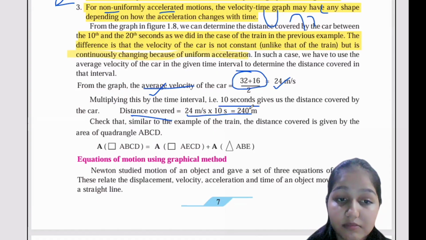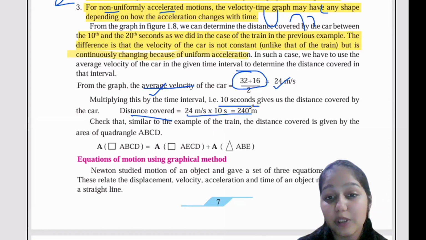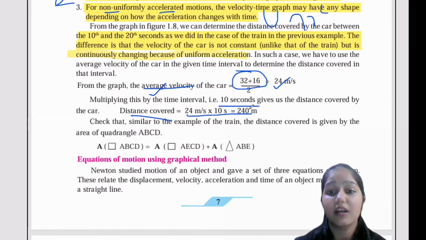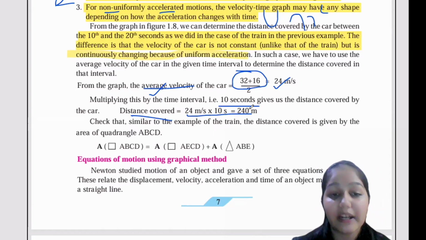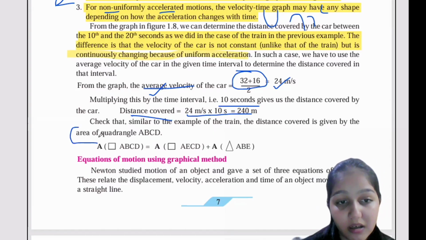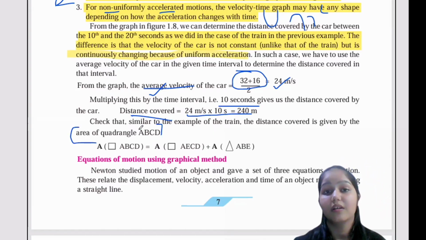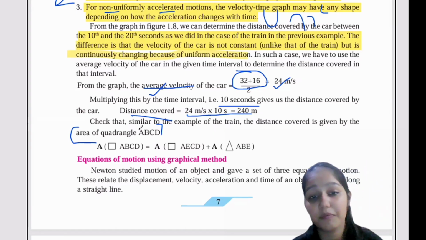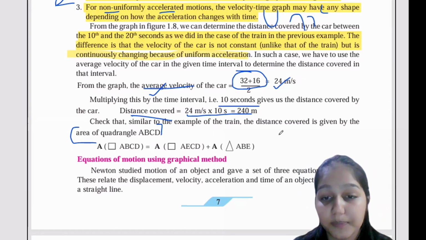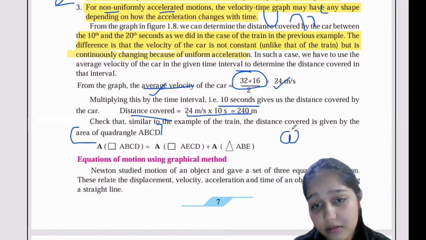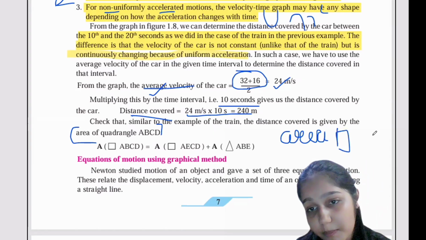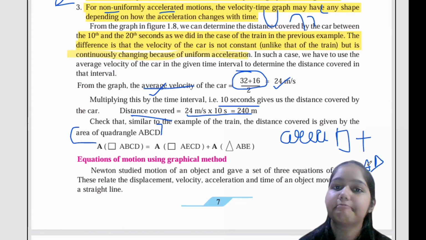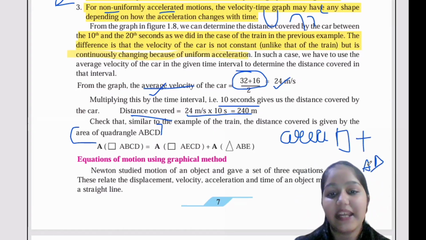Okay, check that similar to the example of the train, the distance covered is given by the area of a quadrangle. If you have heard about a quadrilateral, then you might have understood the concept of this area. So it is the area of the square plus the area of the triangle. It's the area of the square plus the area of the triangle.